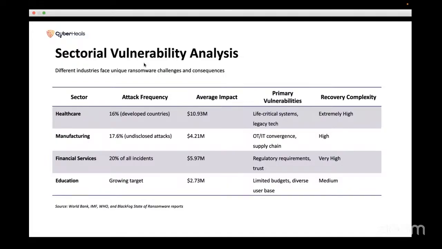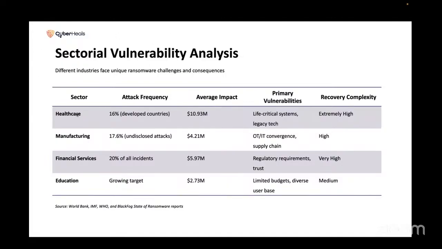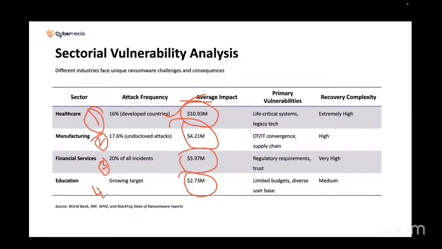I'll take another 10 minutes and wind up. Most vulnerable: healthcare. Yeah. 10 million, manufacturing 4 million, financial 5 million, education 3 million. So somebody said correctly, healthcare is the most impacted. Second is manufacturing, third is financial, fourth is the education sector.